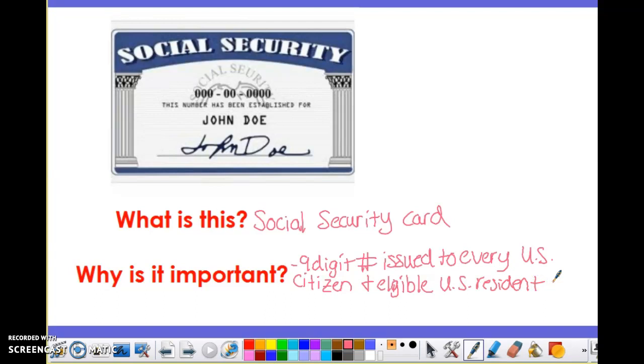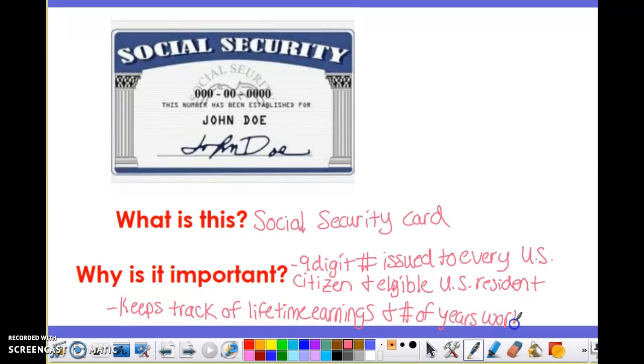Why do we have these Social Security cards? Well, the main reason we have a Social Security card is because it keeps track of lifetime earnings, meaning how much you make at your jobs throughout your life, and it also keeps track of your number of years worked. So why does it keep track of these things?